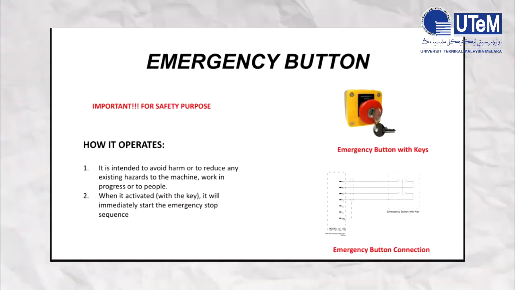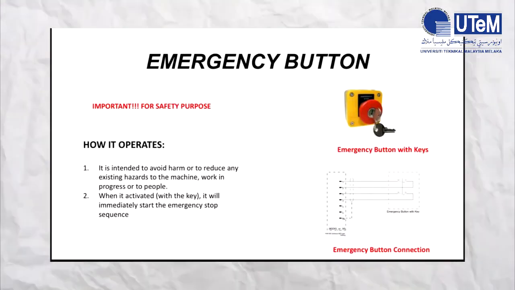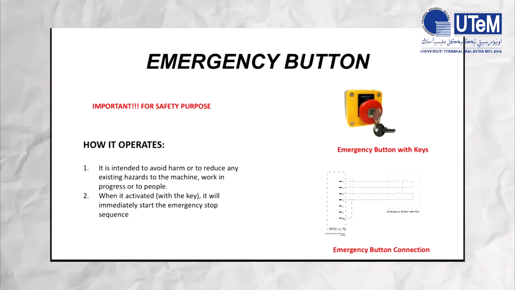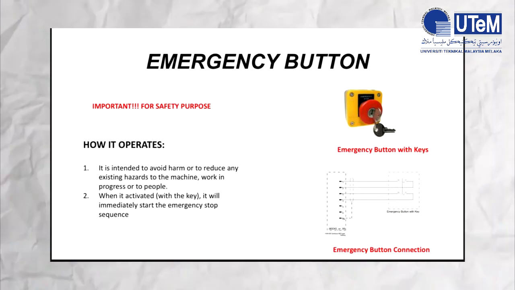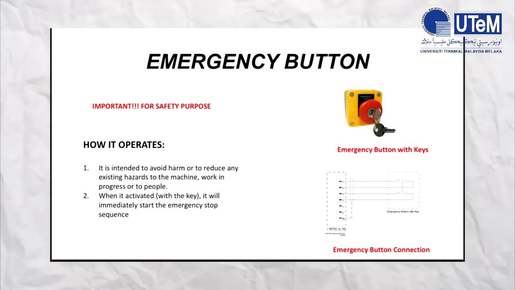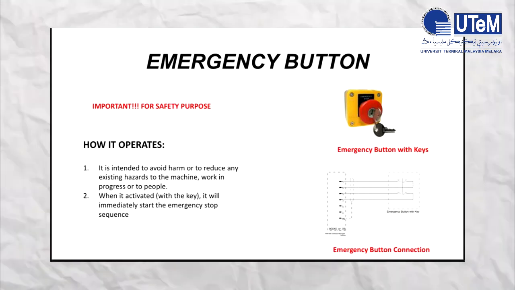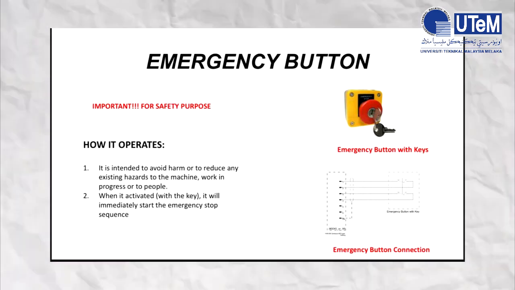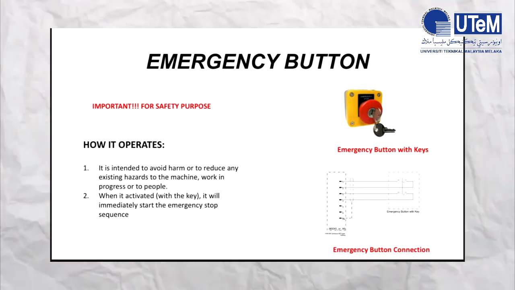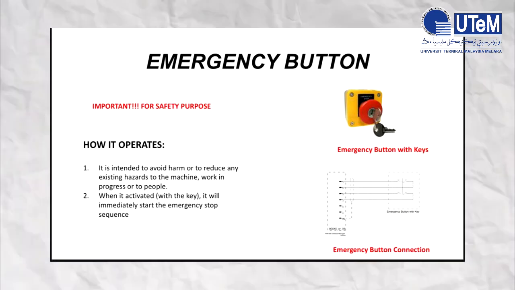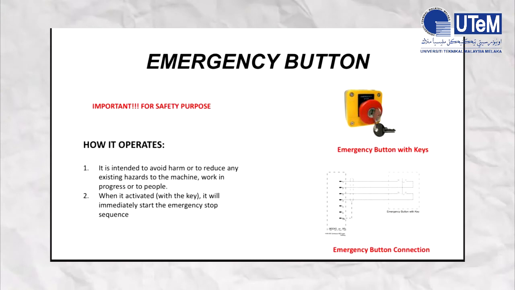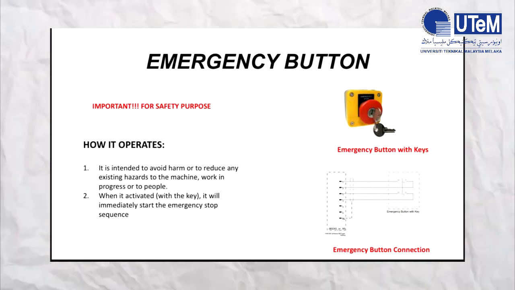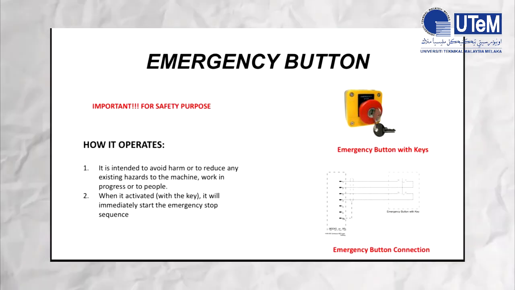Next, the emergency button, which is also relevant for safety purposes. It is intended to avoid harm or to reduce any hazard once it is activated. It will immediately start the emergency stop sequence. In the right bottom picture, there is an emergency button connection where two normally closed contactors operate together. It operates with dual channel operation when there are any inconsistencies between the two circuits, or with cross short detection if any fault occurs.